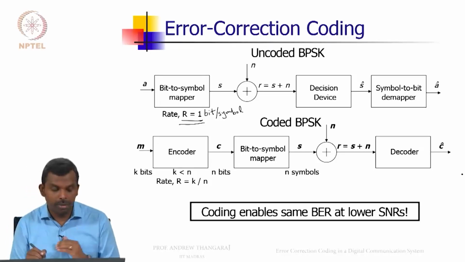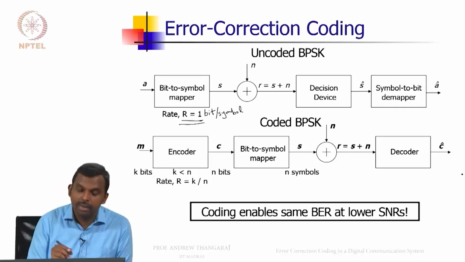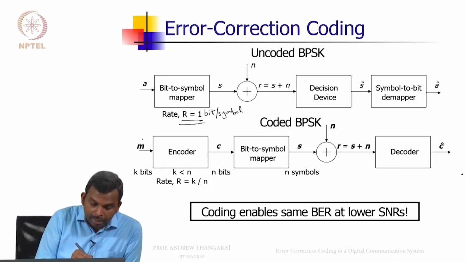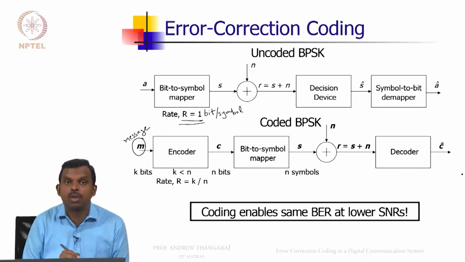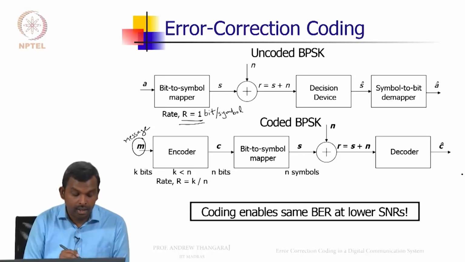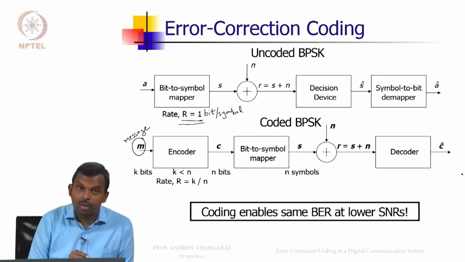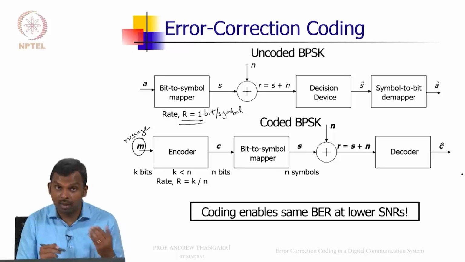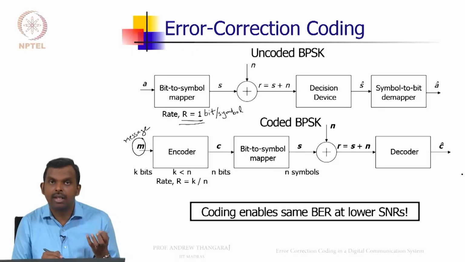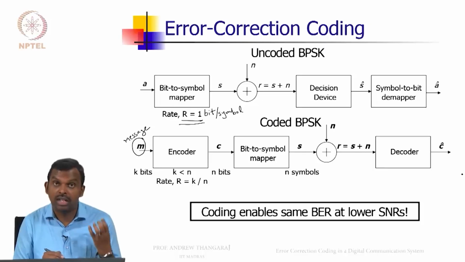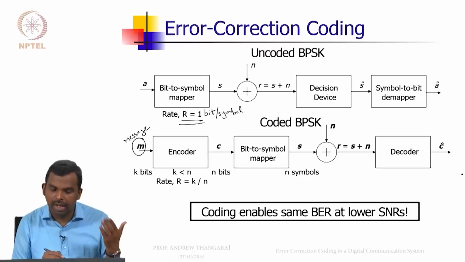What happens in coded BPSK? You do not transmit 1 bit at a time, you collect k bits into a message M. This terminology of message we will use again and again. Now, this k can be greater than 1, it usually is, and it can be quite high also. In typical systems today, people use k of 100, 200, 500, 1000, 10,000, numbers like that. Keep those kinds of numbers in mind.